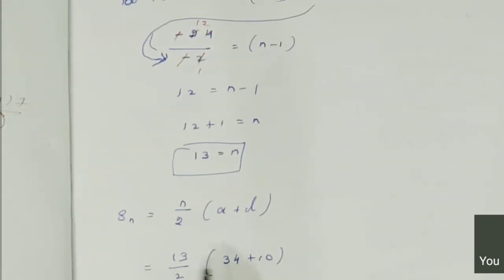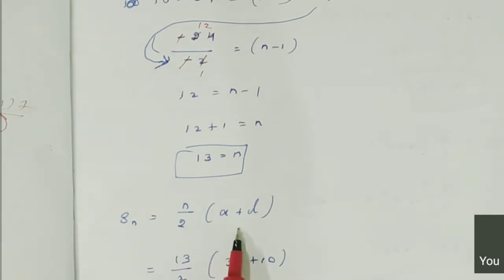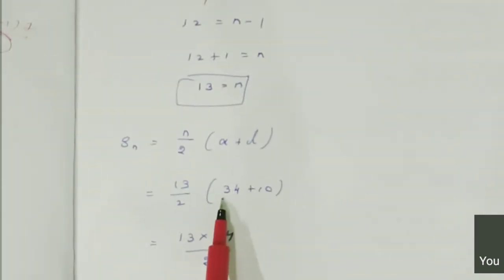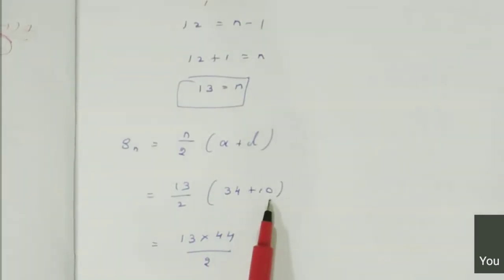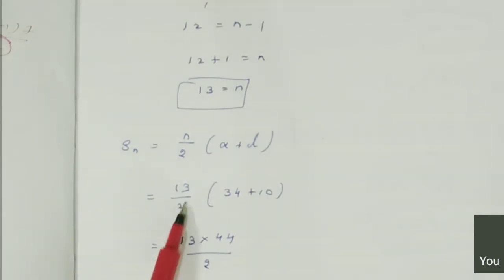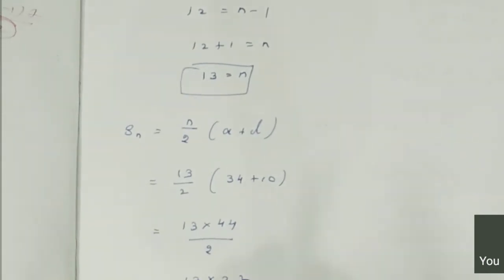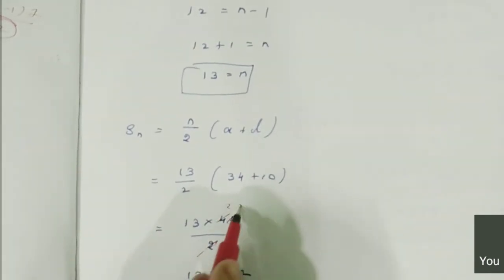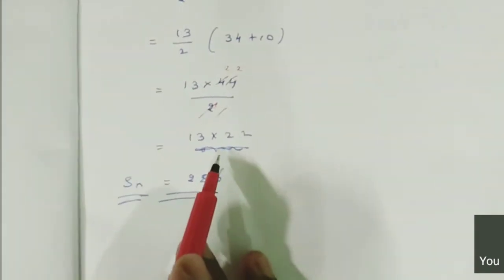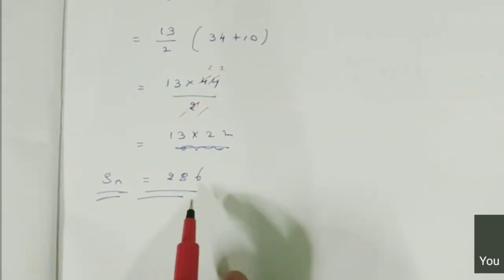Now we can use the Sn formula. Sn is equal to n by 2 (a plus l). So a value here is 34, l value 10, last term. So 13 by 2, when we add this, it became 44. So 13 into 44 divided by 2. Now we can cancel it. 2 2s are 4, 2 22s are 44. So 13 into 22. So 13 into 22 it became 286. Are you clear?